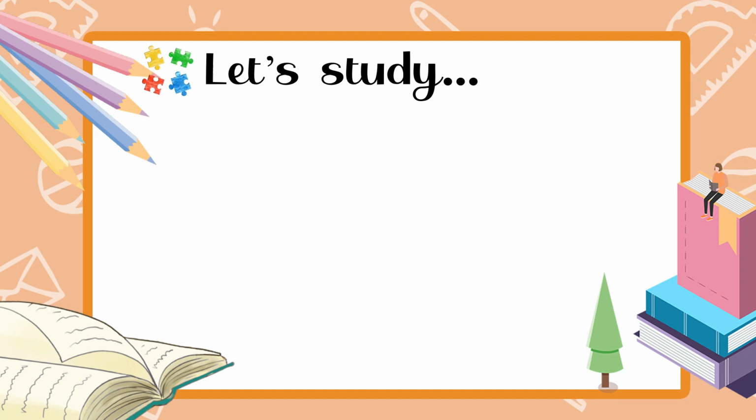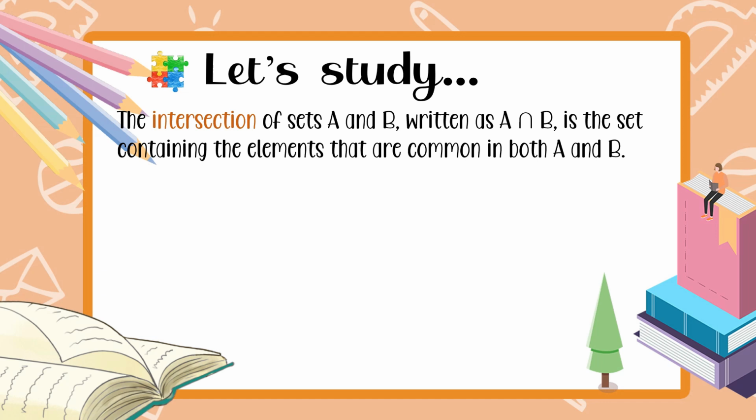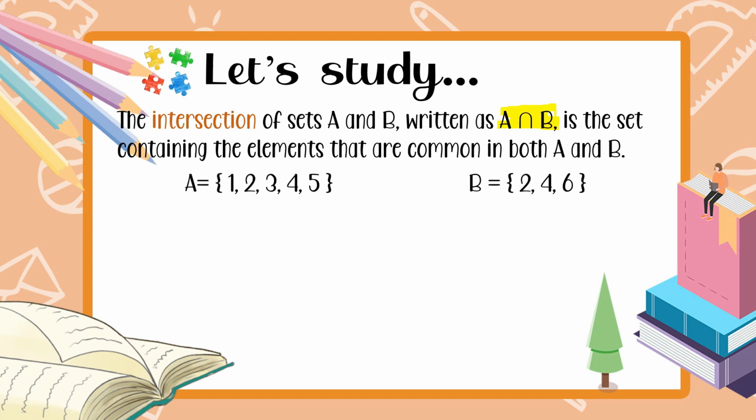Now that we are done, let us discuss intersection. The intersection of sets A and B, or it is written as this. It is the set containing the elements that are common in both A and B. Example, we have set A with the elements 1, 2, 3, 4, and 5. And set B, we have the elements 2, 4, and 6.